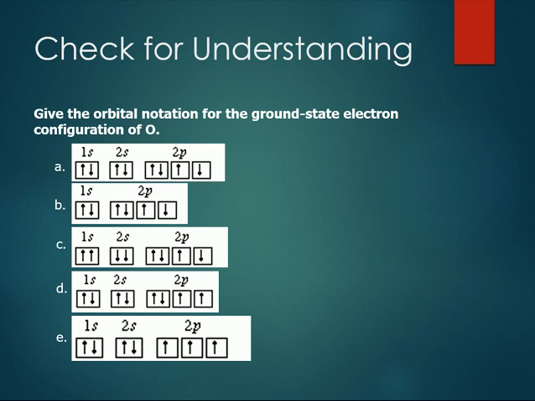Alright, give the orbital notation for the ground state electron configuration of O. That's oxygen. Hope you selected D. Notice that we have opposite spins on all of our electrons here. C has some same spin electrons. Yep, that was the big no-no here. Okay, they all have to be opposite spins.